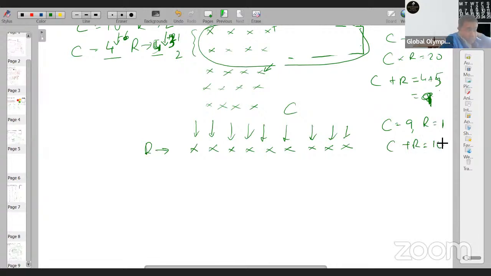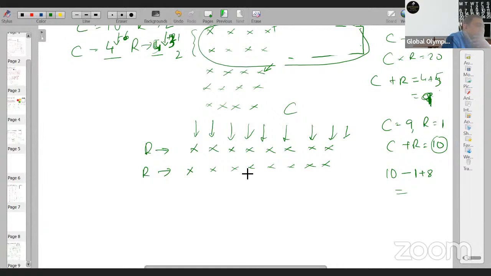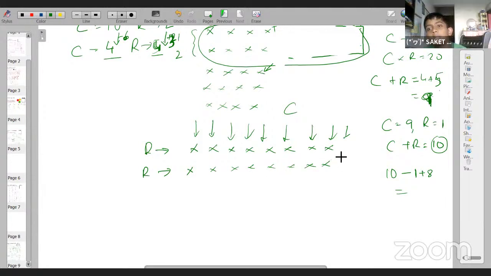So column plus row is 10, correct? When we say multiply, we have to make a rectangle, always a rectangular figure. If I take this one from here and put it over here, I have to complete this row. I reduced the column by 1, and I introduced another 8, a new column. I did something wrong. This is 9 into 2, 18.